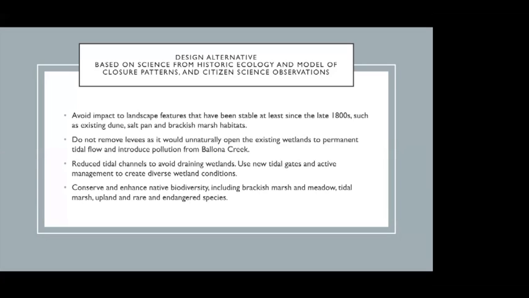So the design alternative that I would suggest is to base it on the most recent science from historical ecology and models of closure patterns, and from citizen science observations, of which we have many. Avoid impacts to landscape features that have been stable for the last, at least 150 years or more, such as the dunes, the salt pan, and the brackish marsh habitats. Don't remove the levees. Just keep Ballona Creek where it is now.